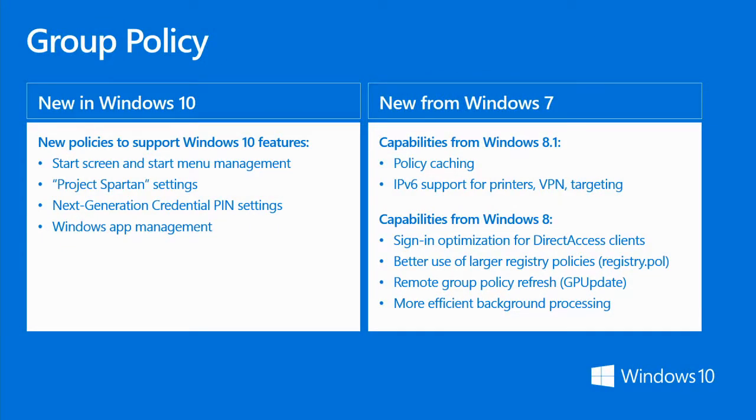We can't ignore the existing group policy support that we have in place. We will be adding new policies for Windows 10 to support the start screen, to support the Microsoft Edge browser, to configure the Microsoft Hello next generation credentials, to set up application management controls, basically to set the sideloading policy. So we will be adding new GPOs. Most of those aren't yet present in the current build, so you can't see them, but they will be coming in later builds.